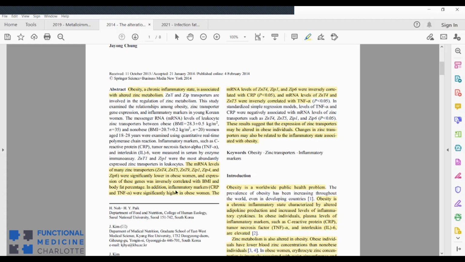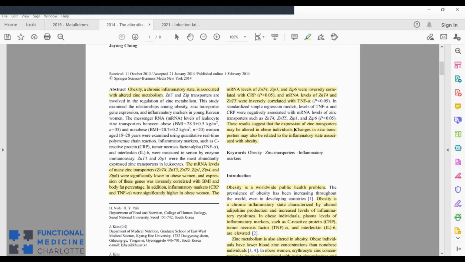In addition, inflammatory markers were significantly higher in obese women. Okay, that makes sense because obesity drives chronic inflammation. Of course, we'll have higher inflammation. The mRNA levels of certain transporters were inversely correlated with C-reactive protein, which is a big-time inflammatory marker, and tumor necrosis factor alpha. So the higher the inflammation, the lower the zinc transporter levels.